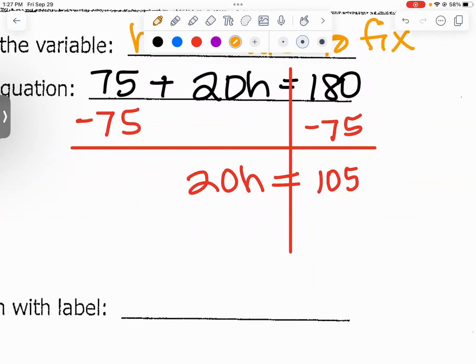Okay. Austin, how do we get H by itself? How is 20 tied to H? What operation is in between 20 and H? Multiplication. So how do we undo multiplication? Austin, how do we undo multiplication? All right. Jacob, 105 divided by 20.